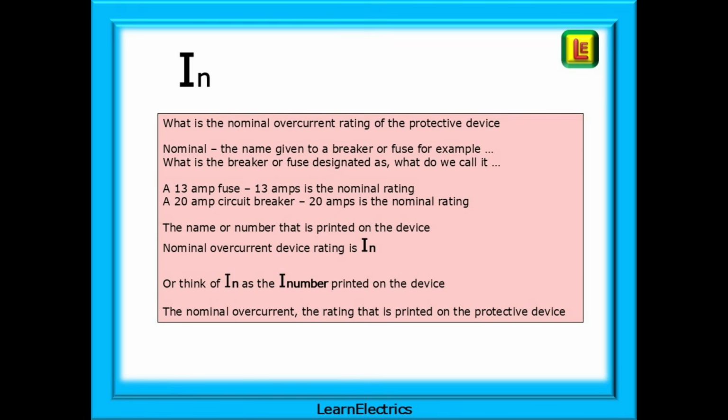Next is IN. What is the nominal overcurrent rating of the protective device? Nominal, the name given to a breaker or fuse, for example. What is a breaker or fuse designated as? What do we call it? A 13 amp fuse is named a 13 amp fuse. 13 amps is the nominal rating. A 20 amp circuit breaker, 20 amps is the nominal rating. The name or number that is printed on the device. Nominal overcurrent device rating is IN, or think of IN as the I number printed on the device.